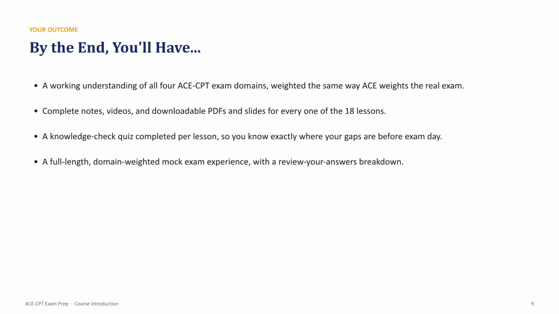You'll have a knowledge check quiz completed for every lesson, so you know exactly where your gaps are well before exam day. And you'll have a full-length, domain-weighted mock exam experience, complete with a review your answers breakdown, so you can see precisely what to focus on before you sit the real thing.